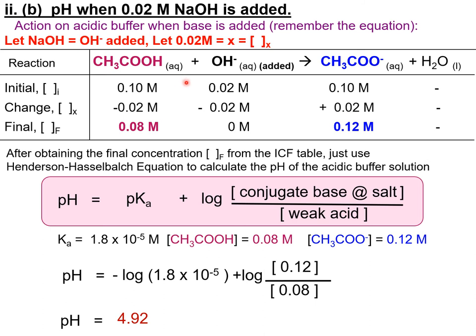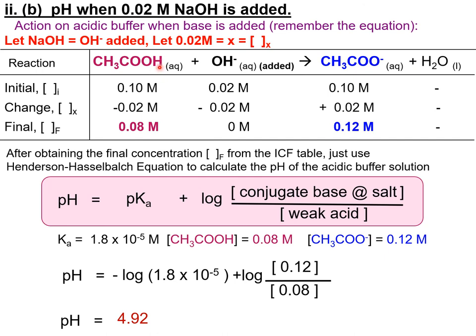Also, please jangan lupa nak letak phase, okay? Because phase sangat penting bila dekat chapter 6, chapter 7, you buat je chemical equation, phase tu adalah benda yang sangat penting lah untuk kamu letak.